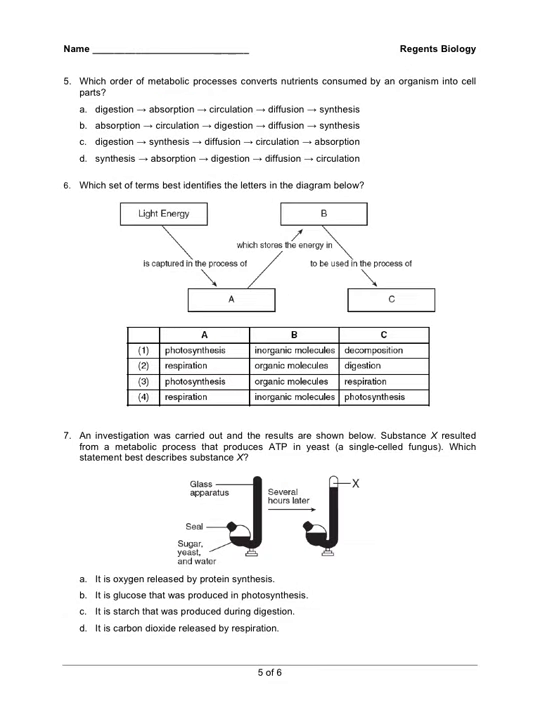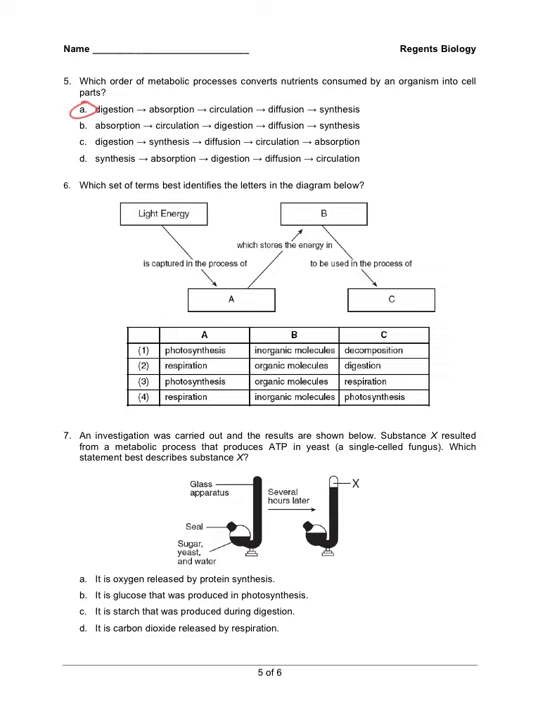Number 5 says, which order of metabolic processes converts nutrients consumed by an organism into cell parts? And the correct order is A. So first you digest your food, and then you absorb the molecules, and then they can circulate to your cells, and then they diffuse into your cells, and then they can be used for synthesis or making new molecules.